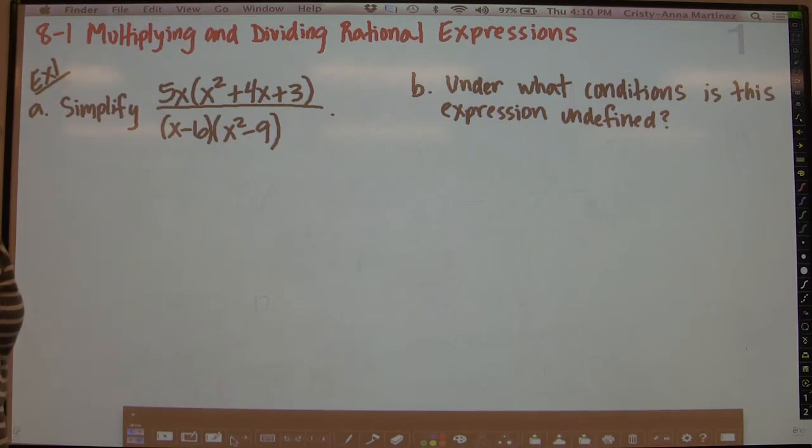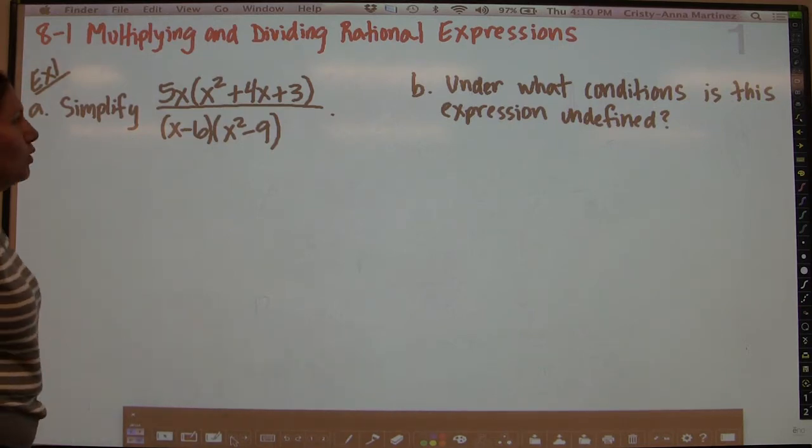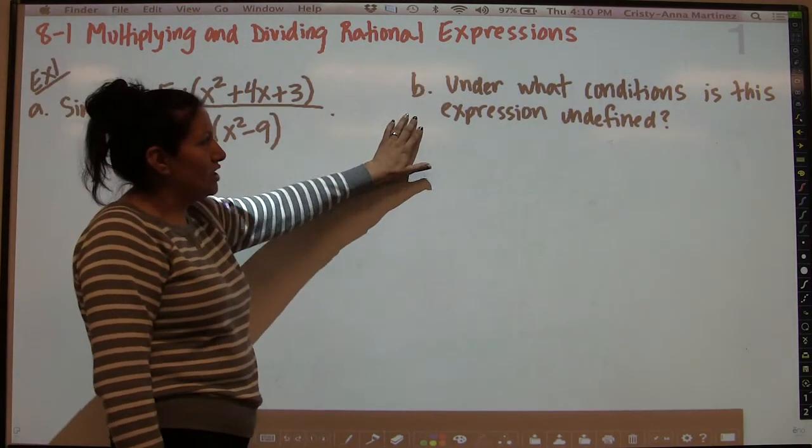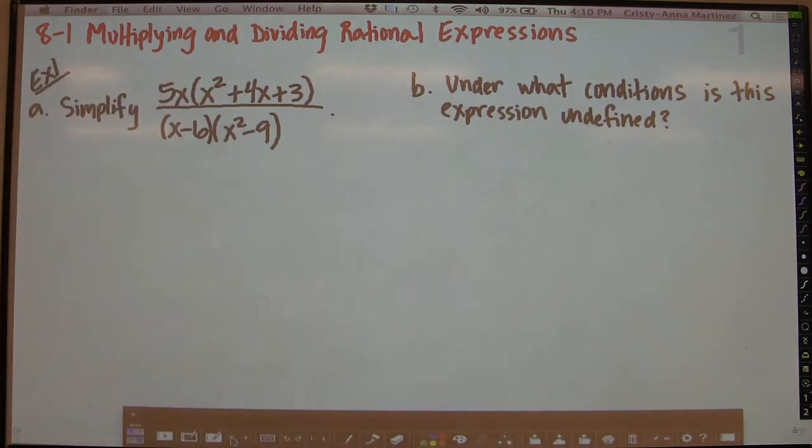And so we know that we can't divide by 0. So when it says over here, under what conditions is this expression undefined, it's basically asking you when will you have division by 0 as a problem, because we cannot divide by 0, so we need to basically exclude those values from our domain, so to speak.